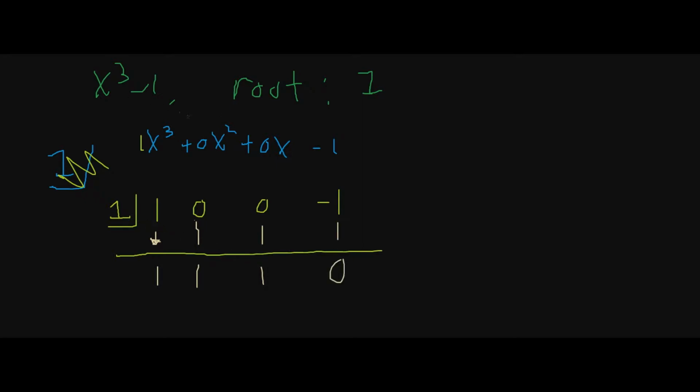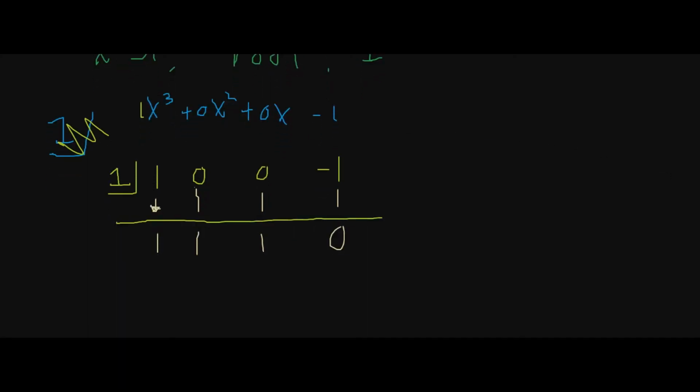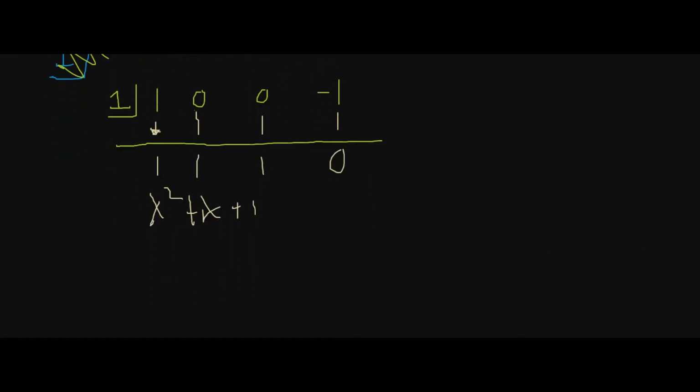All right, well, this was x to the third. So that means that on our problem down below here, this is going to just be x squared plus x plus 1. And then finally, because the root was 1, we can write this as x minus 1, has to be the opposite, times x squared plus x plus 1.